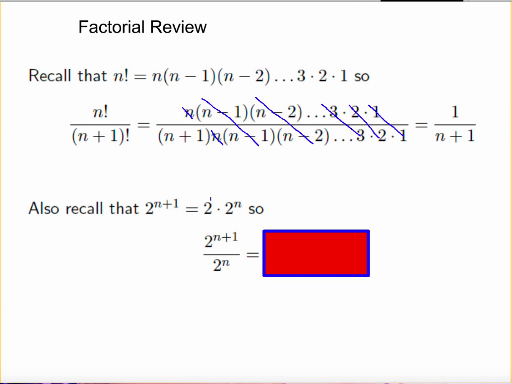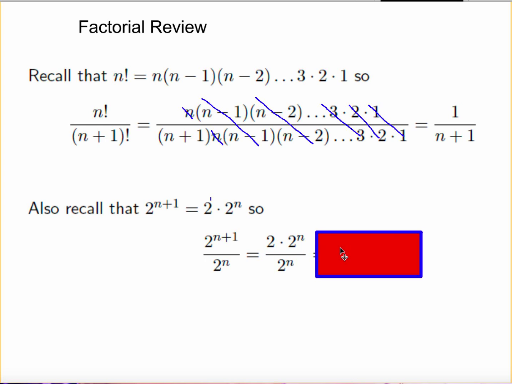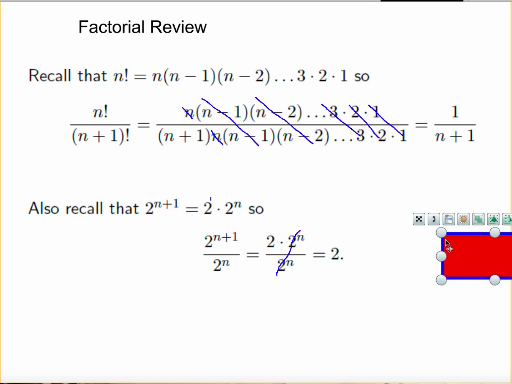And so if we have a problem like this one, where we've got 2 to the n plus 1 divided by 2 to the n, we can expand out the 2 to the n plus 1 so that it looks like this: 2 to the first power times 2 to the nth power, all divided by 2 to the nth. And our 2 to the nth powers will cancel out, leaving us with a final solution of 2. Okay, so these are two of the skills that we're going to need for today's lesson. I hope that that was clear.